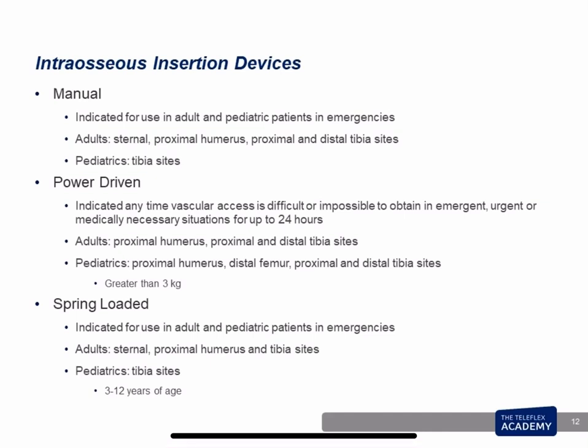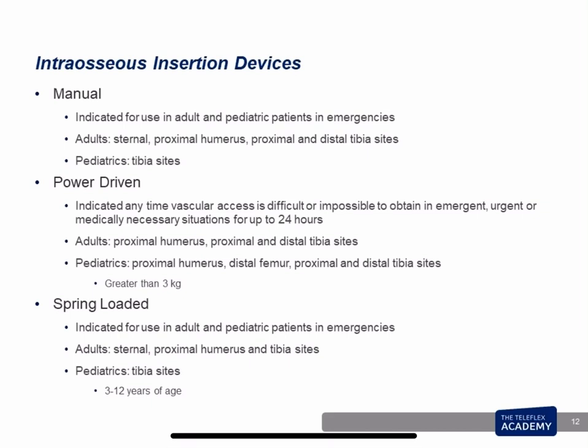So over the years, there have been other devices on the market that have been developed, one of which is a power-driven device. And this is one that is used in adults and pediatrics, both in the proximal humerus as well as the proximal and distal tibia. In pediatrics, this power-driven device can also be used in the distal femur. There are a lot of different nuances to the different devices that are out there.